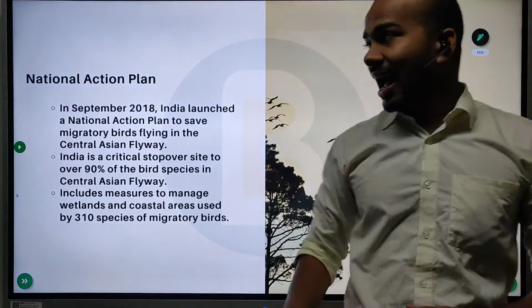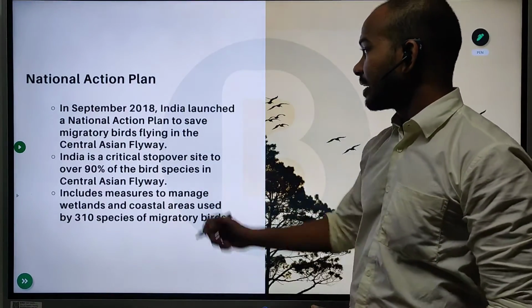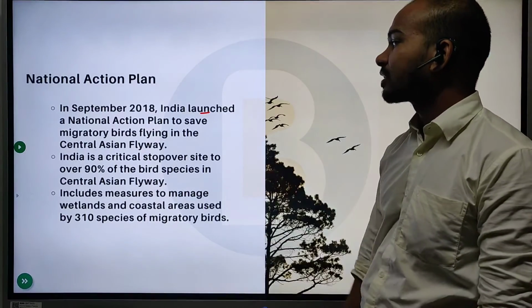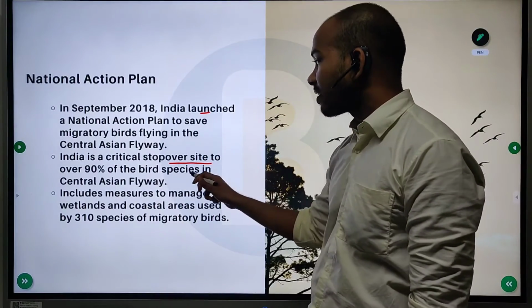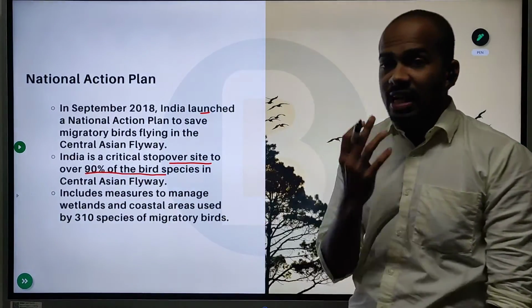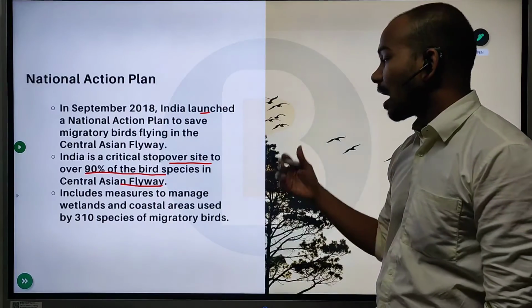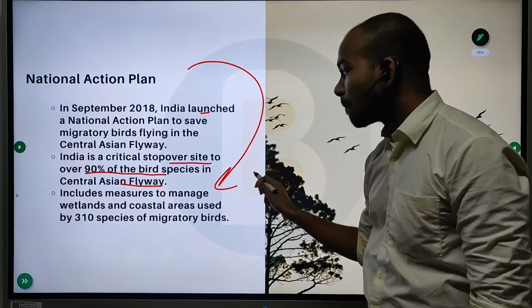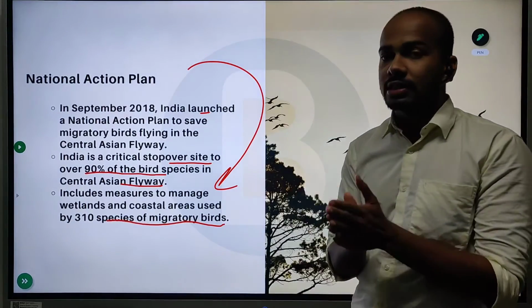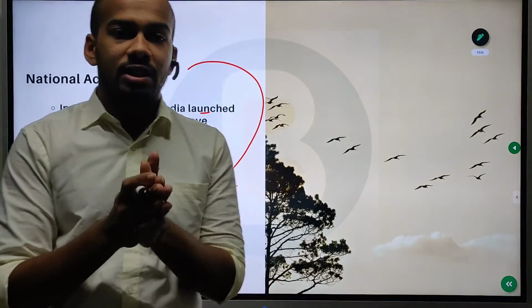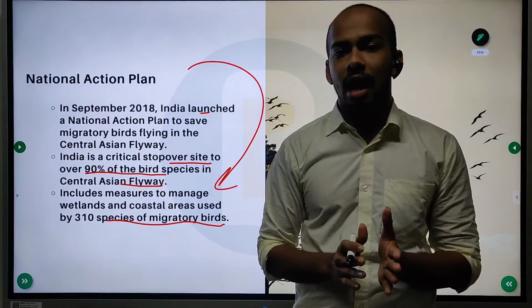So let's talk about the National Action Plan. What has our country done in order to conserve this? In September 2018, India launched a National Action Plan to save migratory birds flying in the Central Asian Flyway. India is a critical stopover site to over 90% of the birds. It's a staging site, a site where they rest. This National Action Plan includes measures to manage wetlands and coastal areas used by 310 species of migratory birds, to stop any kind of poaching attack on these birds. So a national action plan has been brought in by our country.